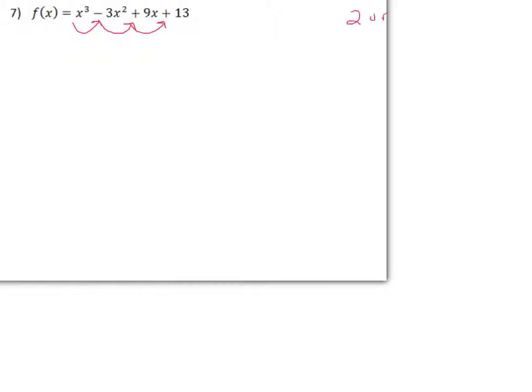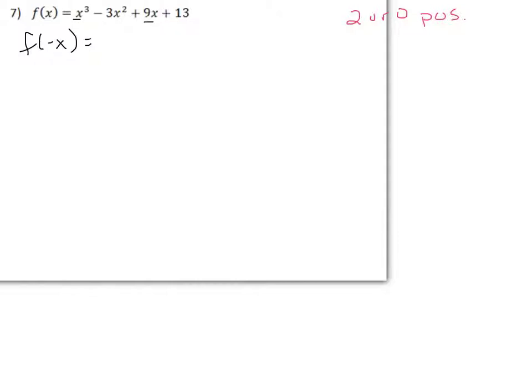So we have 2 or 0 possible positive. And remember, we get the 0 because it can be less than it by an even number. 2 minus 2 is 0, so that's how we get the 0. Now for the negative. So f of negative x, odd exponents are going to flip from their original signs.